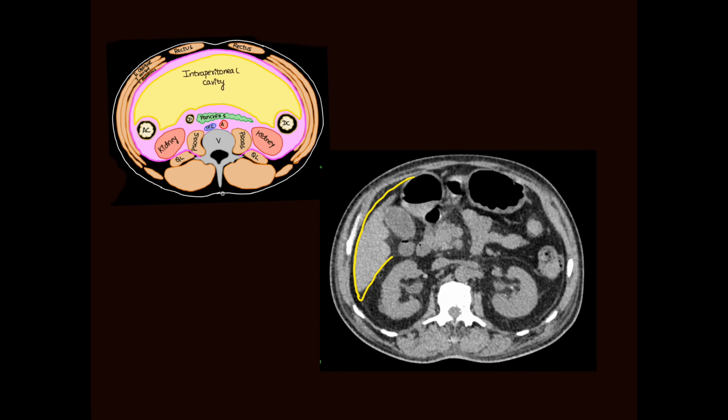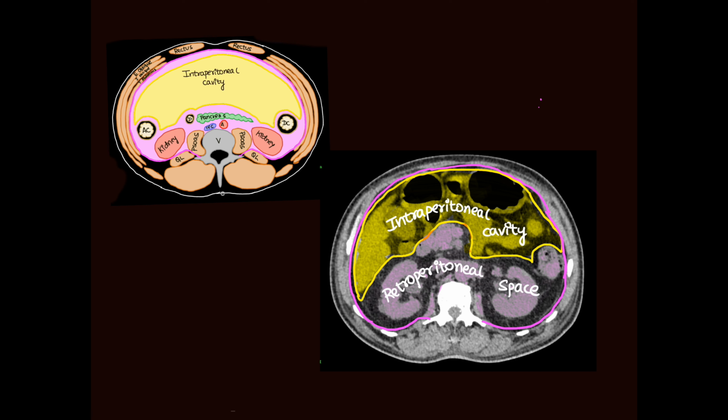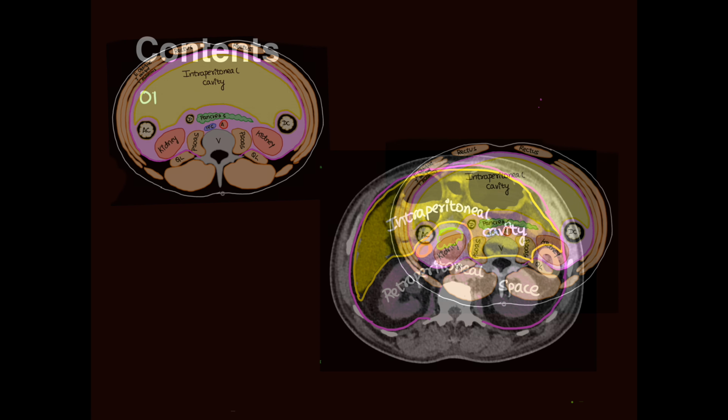Let's see this on axial CT images. These are non-contrast axial CT. Here somewhere will be the peritoneal layer and this is the peritoneal cavity in yellow. This is the transversalis fascia and this is the retroperitoneal cavity containing kidneys, duodenum, pancreas, etc. We'll see the contents shortly. Intraperitoneal cavity and retroperitoneal space. So here we can see head of pancreas, duodenum, the descending colon, kidneys.